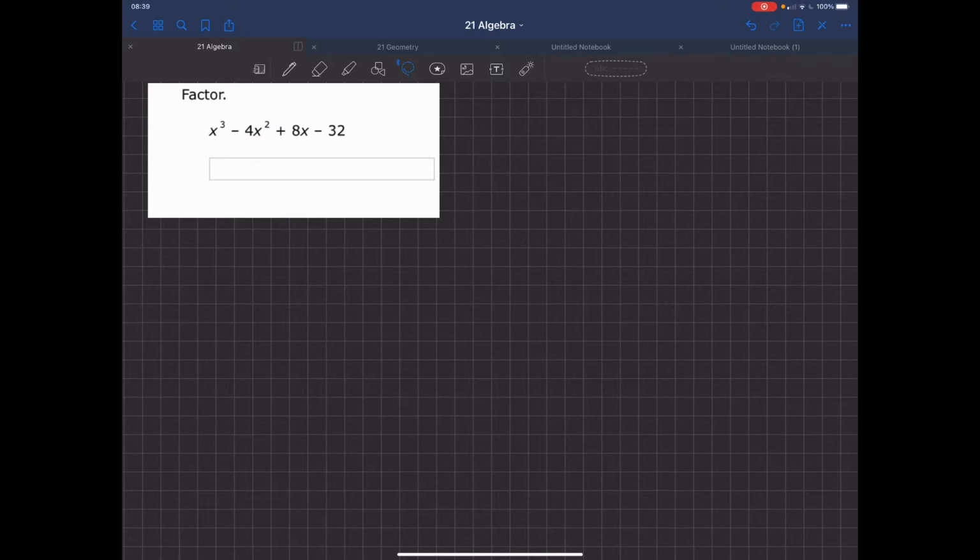Next, we have x to the third minus 4x squared plus 8x minus 32. So the first step is to check for GCF and then arrange from greatest to least. My GCF here is 1, so I don't need to take anything out. And luckily this is already arranged from greatest to least.